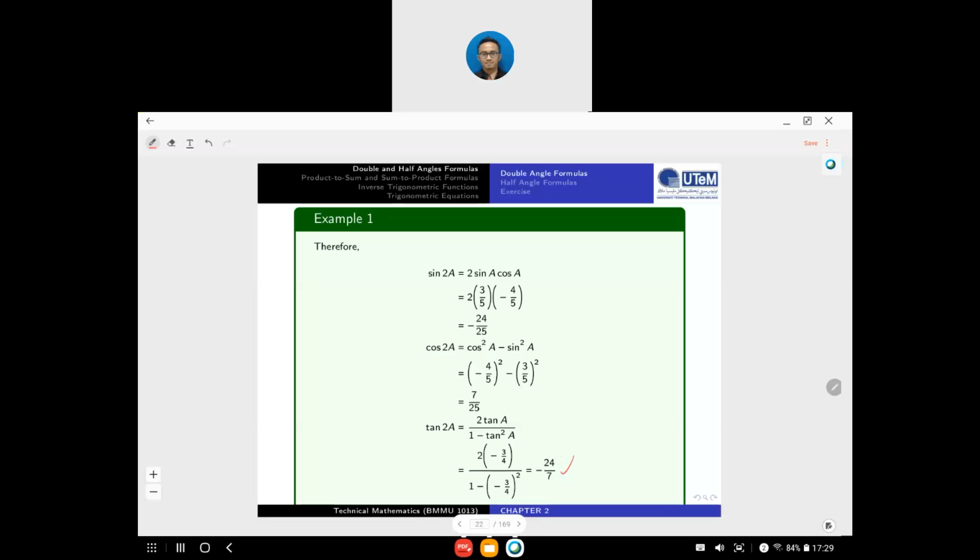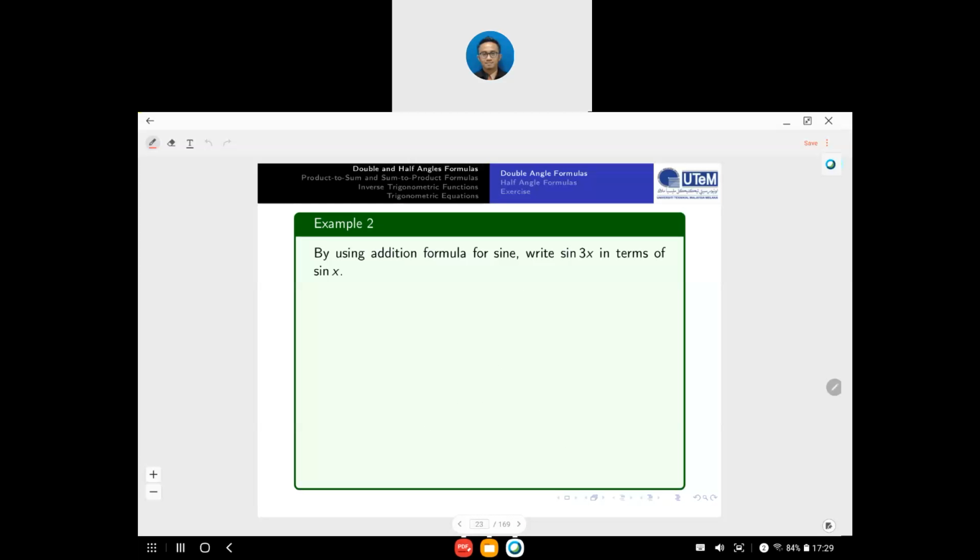If you don't have any problems for this example, let's proceed to the second example. By using the addition formula for sine, write sine 3x in terms of sine x. Okay, so you want to write sine 3x in terms of sine x. Dia nak angle tu dalam sebutan x only.